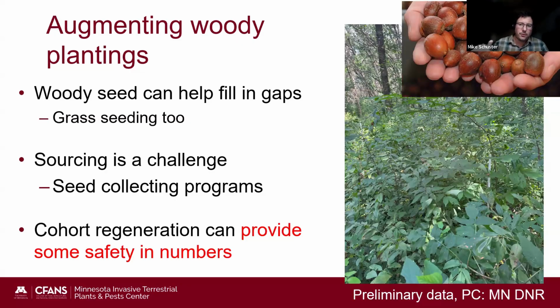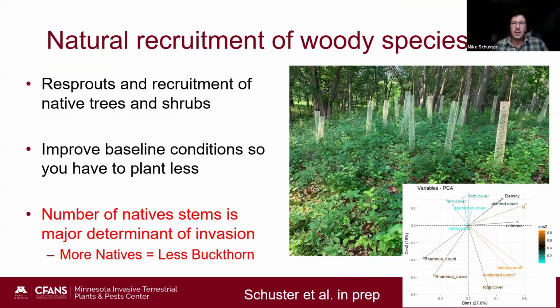And so that can be a useful tool for filling in those gaps between the bare root plants that you plant or the container raised plants that you plant. And then, of course, there's natural recruitment of woody species too. Buckthorn tends to co-occur with black cherry, for example, and in a lot of these sites, we have a lot of black cherry recruitment from resprouts or from seed banks. And so those resprouts and seed banks of native species can help augment any type of management that you do. They can improve the baseline conditions so you don't have to plant as much in order to achieve a certain density of plants.